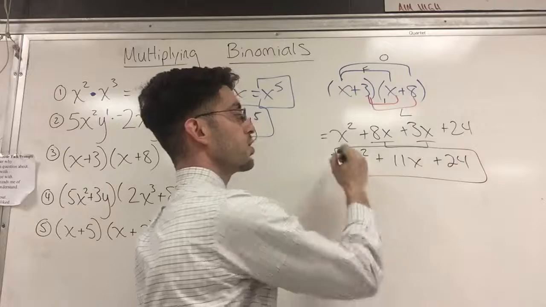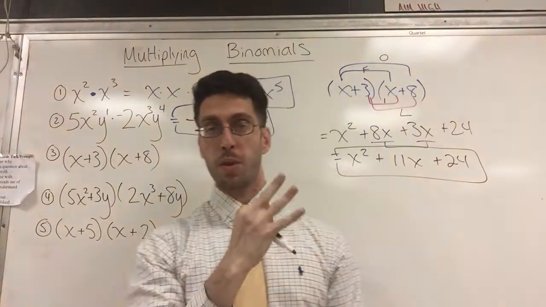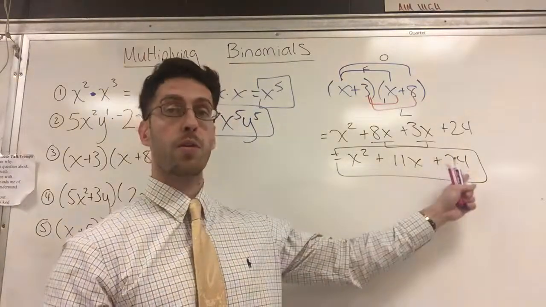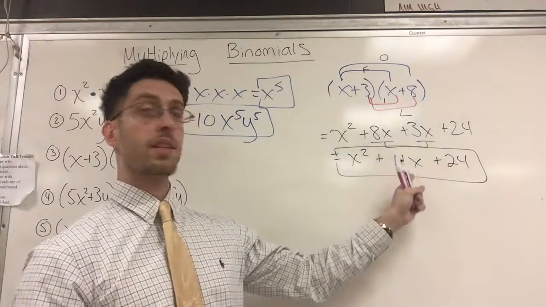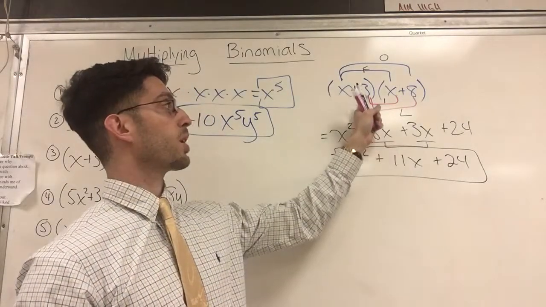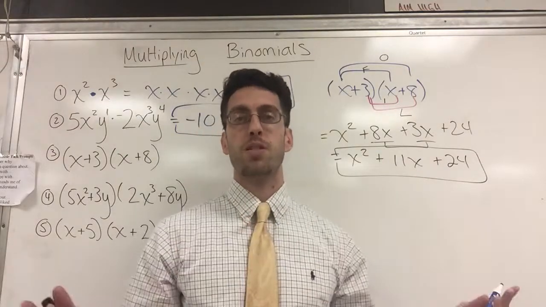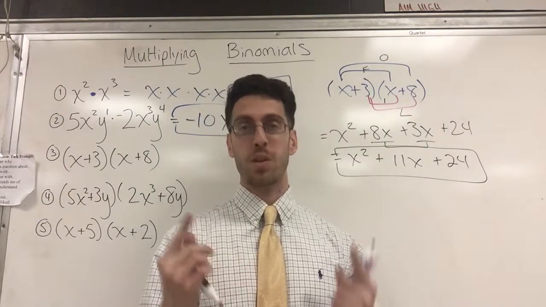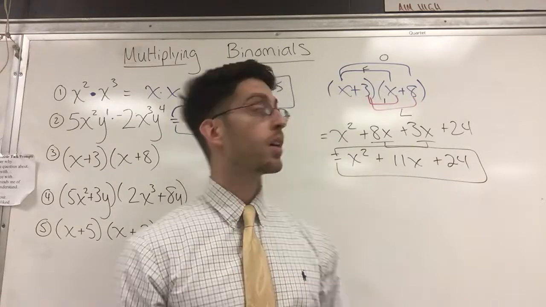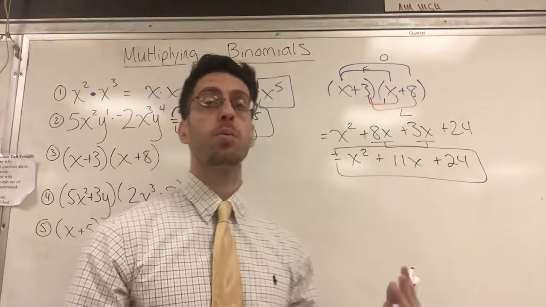So your final answer, your product, is a trinomial, 3 terms. 1, 2, 3. Notice here you can only combine the like terms. Some people complain, oh, 3 times x, how is that 3x? Those aren't like terms. When you're multiplying, like terms don't matter. Only when you're adding, you have to worry about what are the like terms.